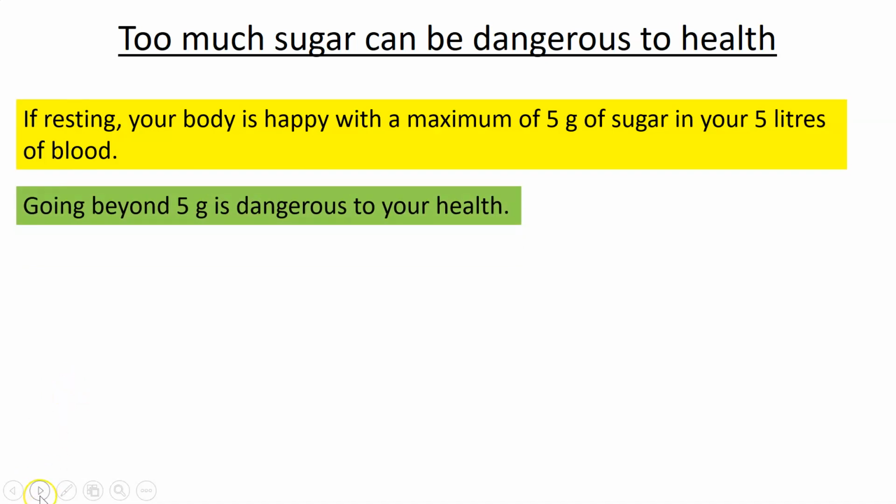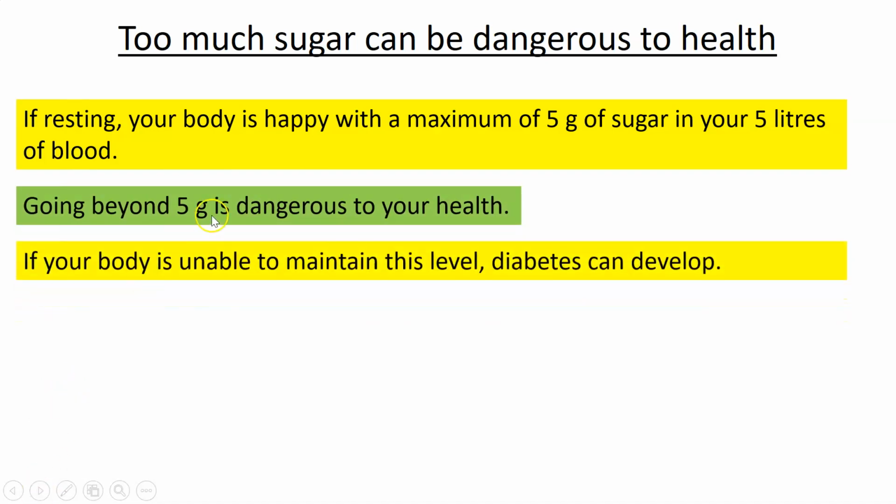We know that. Now, if your body is unable to maintain this level, so if your body is not able to maintain this constant supply of 5 grams of sugar in your blood at any one time, then what happens is that glucose management, the ability to manage glucose, is deteriorating. When it deteriorates, this is when diabetes can develop.